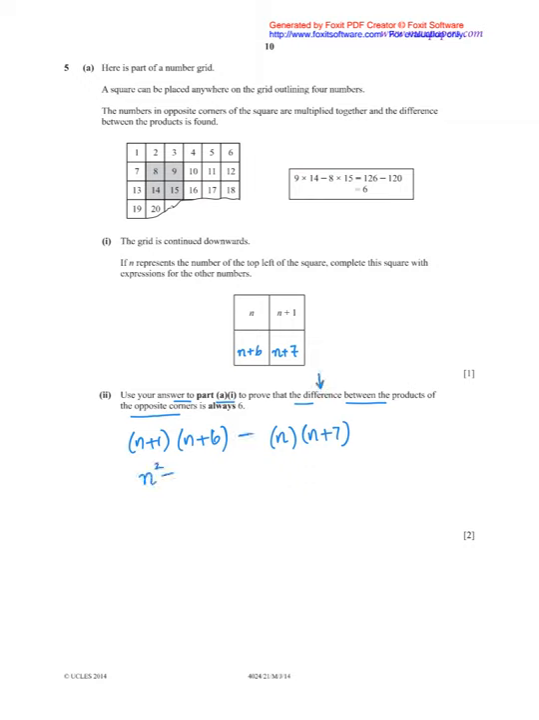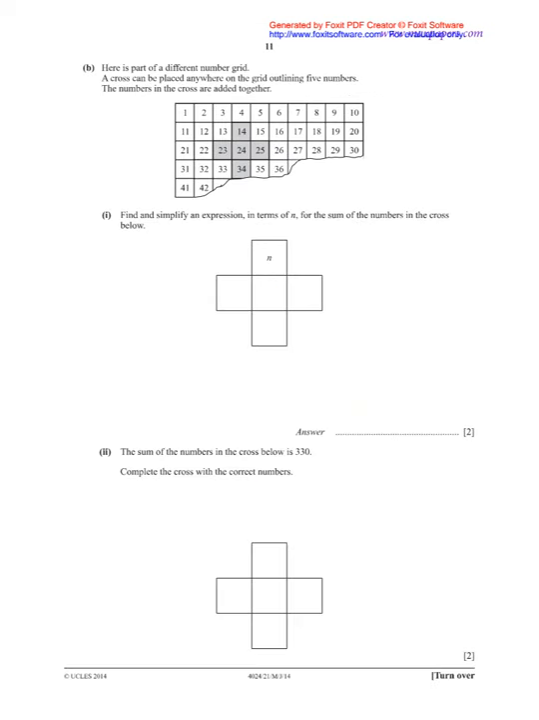So n square plus 6n plus n plus 6 minus n square plus 7n. So now it will be n square plus 7n plus 6 minus n square minus 7n. If you simplify, n square cancels, 7n cancels, so the leftover is 6 and we needed to show the same, that is your answer. For next part B, it is similar to the previous one.